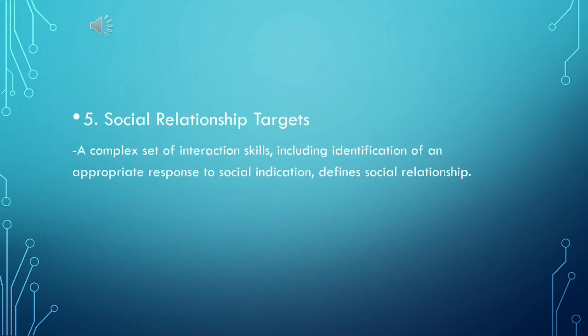Number 5 in learning targets is the social relationship targets. It is a complex set of interaction skills, including identification of an appropriate response to social indication, that defines social relationship. There are two kinds of social relationship. First is the peer relationship. It is showing interest in others, listening to peers, sharing to a group, contributing to group activities. For example, students will share their ideas in a small group discussion, just like we did in every subject where the teacher grouped us and had a small group discussion.